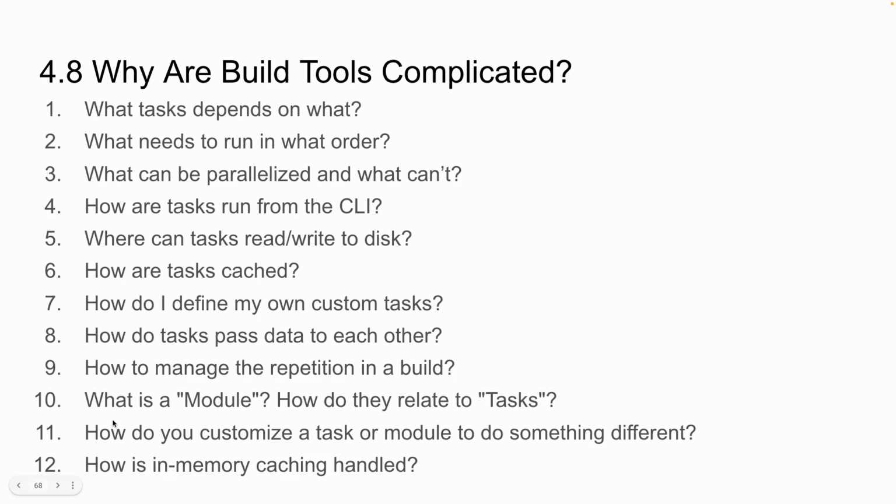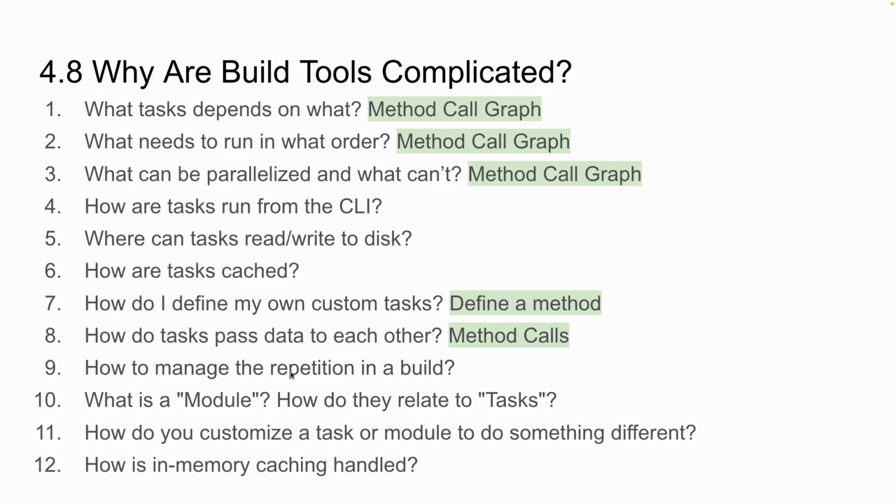So if we go back to this big list of why are build tools complicated, Mill also has to do all these things. We also have parallelism, we also have CLI, we also have custom tasks and caching and file tasks that write to disk and pass data back and forth and repetition and all that stuff. But Mill is able to reuse concepts you already know to answer many of these questions.